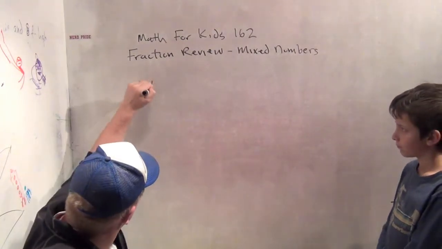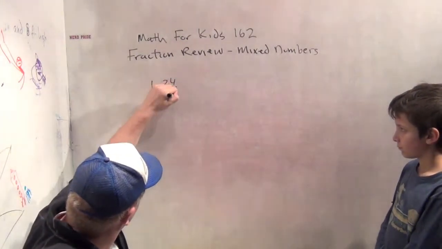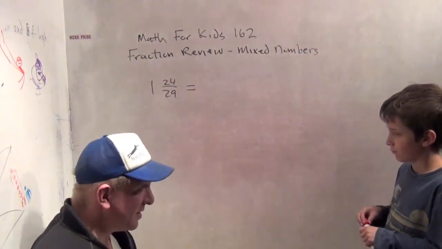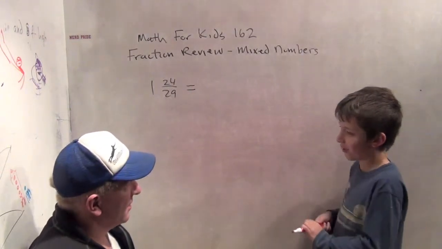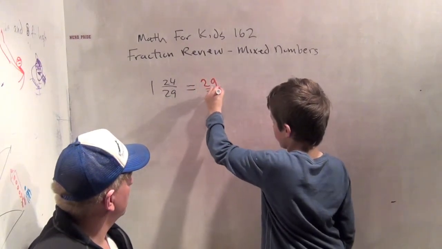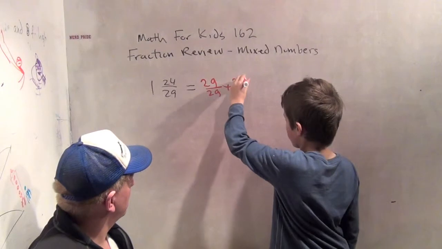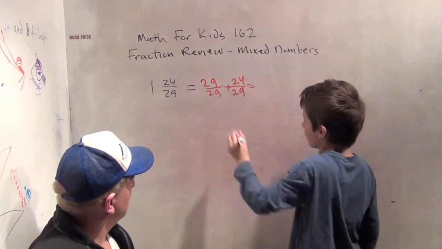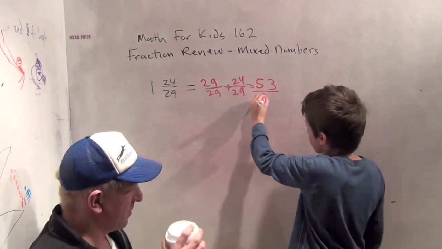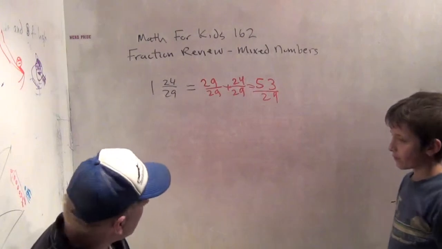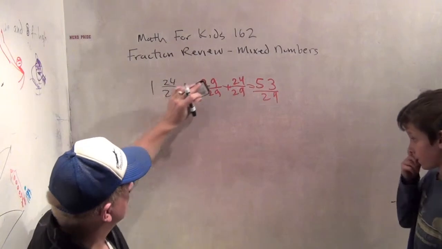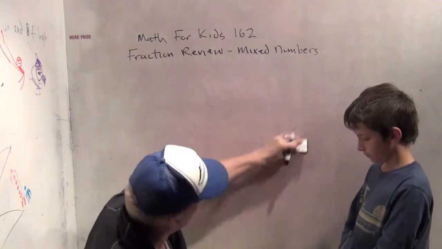All right, so 1 and 24/29. I want you to convert this from a mixed number to a fraction. What are you going to convert this to? A fraction. Okay. Well, 1 is 29/29 plus 24/29, which is 29 plus 24 is 53/29. Okay, very good. So you convert the 1 into 29ths. 29/29 plus 24/29 is 53/29. I like what I'm seeing.